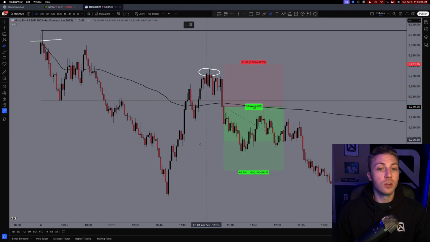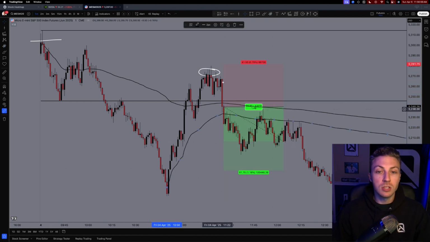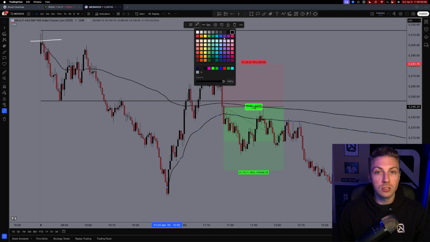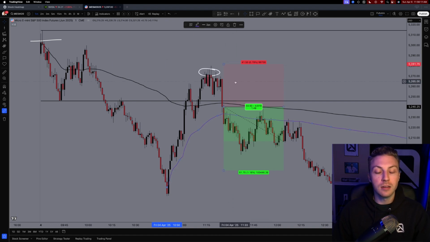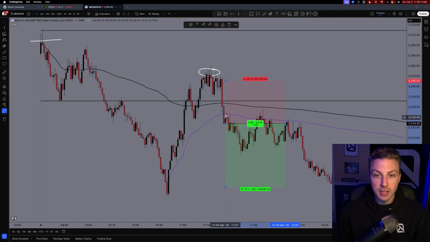Another thing we could do is throw in a lower day VWAP. Let's wait for sellers to take back control. Even though we don't want the longs, let's wait for a clear sign that sellers are back in. So maybe they're not back until here. Okay, they break the lower day VWAP.